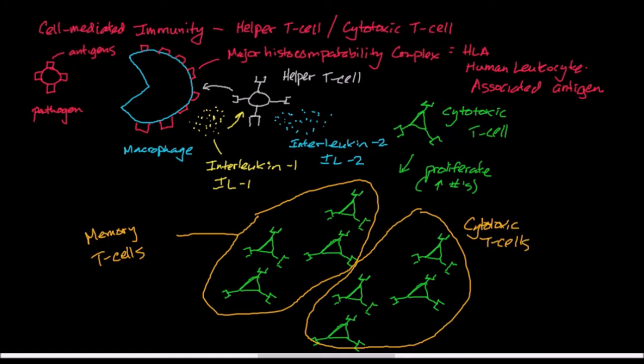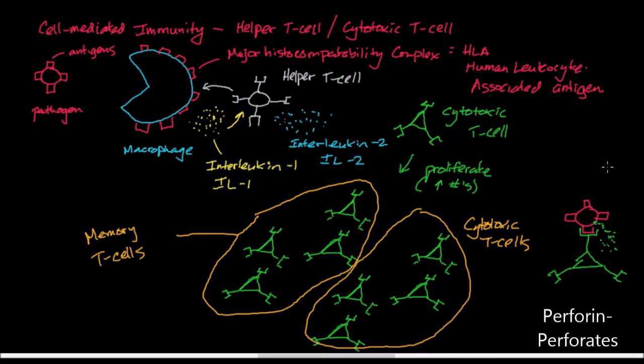So when a cytotoxic T cell encounters a pathogen, so let's draw the pathogen, that cytotoxic T cell's receptor will bind to that antigen, and this binding will stimulate the cytotoxic T cell to release a substance that'll adhere to the membrane of that pathogen. We call this substance perforin.